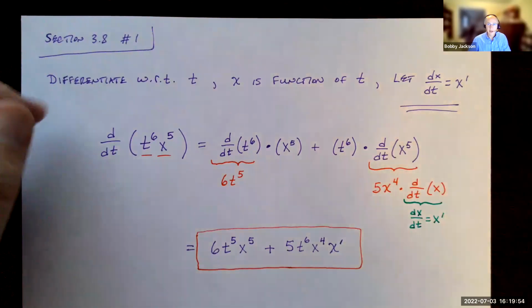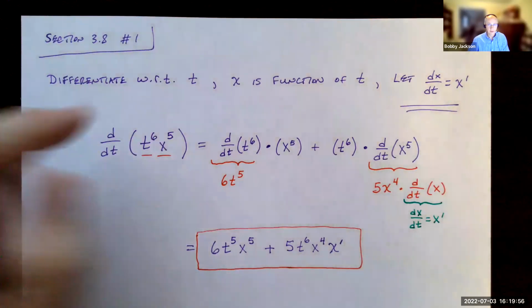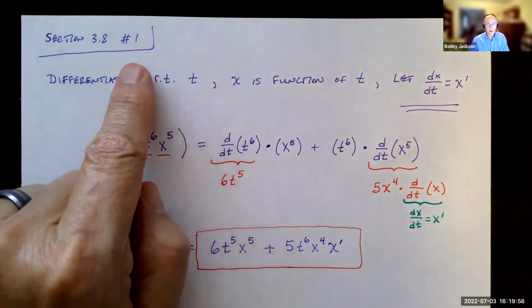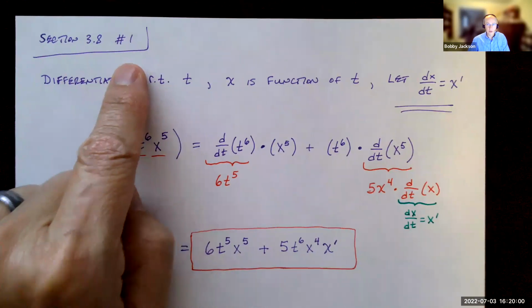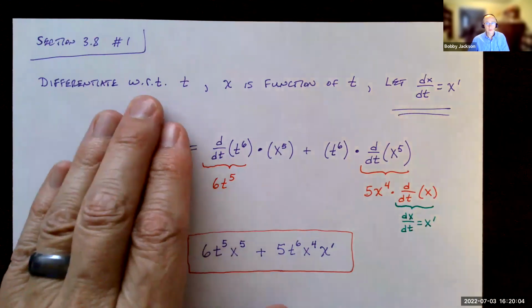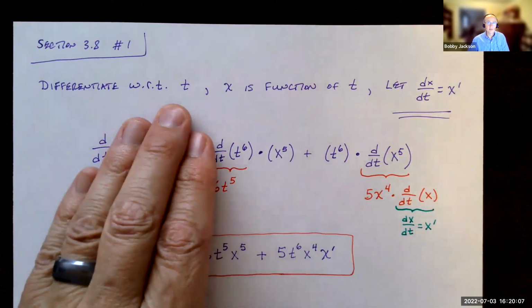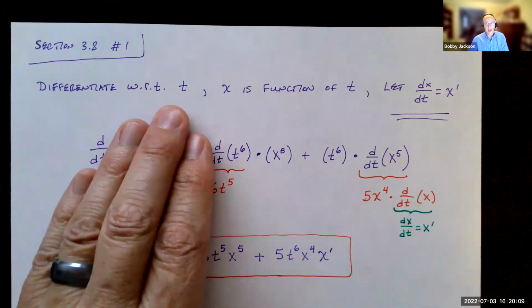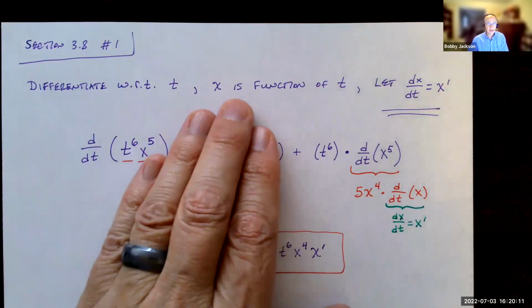So let's take a look at two problems in section 3.8. In fact, the first two ones from Achieve, number one, and then we'll look at number two. So number one wants you to differentiate an expression with respect to t. T is the independent variable in this case, and x is actually the dependent variable. X is a function of t.